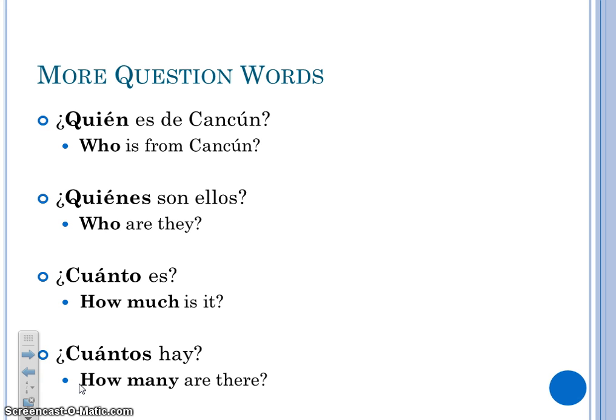You'll notice that with both quién and quiénes, cuánto and cuántos, there's a singular and a plural form of the question. The singular form is used when we're talking about one thing, and the plural form is used when we're talking about more than one thing.